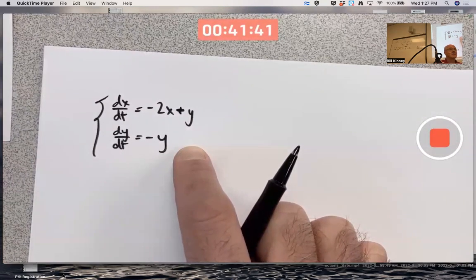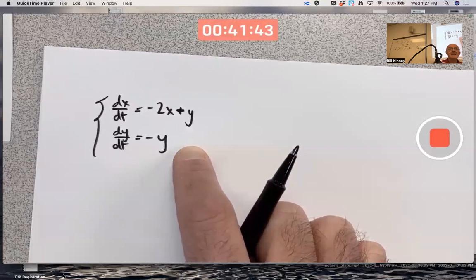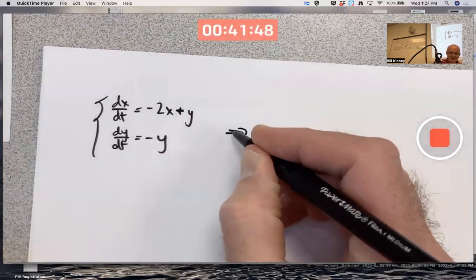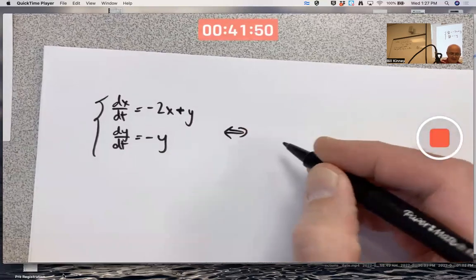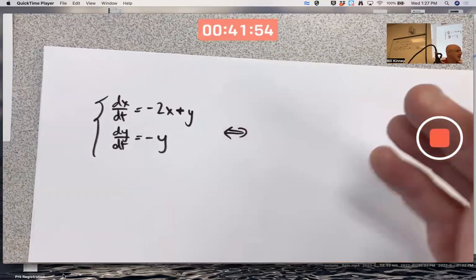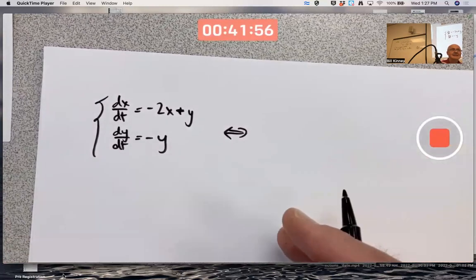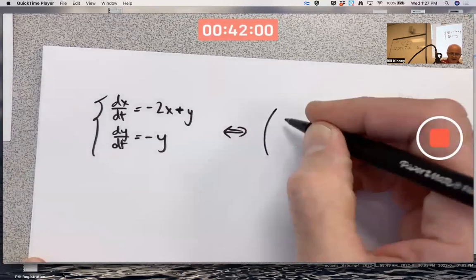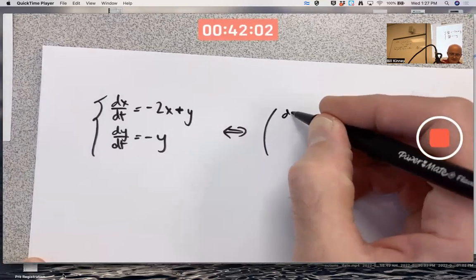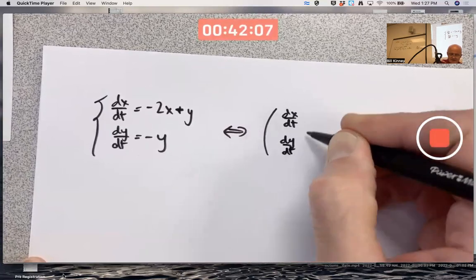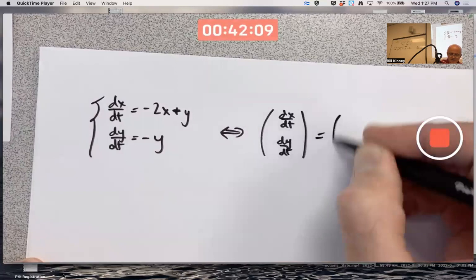Could we write this in matrix vector form? Yes, you can. This system of linear differential equations, that's two linear scalar equations, is equivalent to one vector equation, just like we talked about with a system of algebra equations. You could write it in vector form: dx/dt, dy/dt. That one vector equals this one vector.